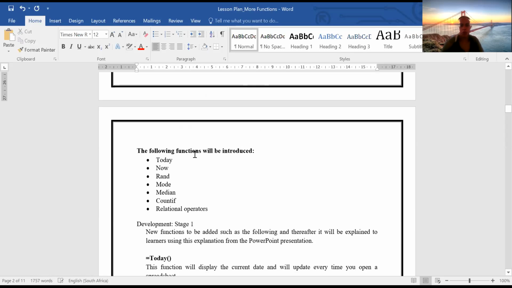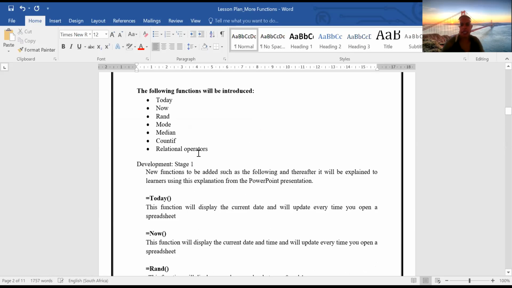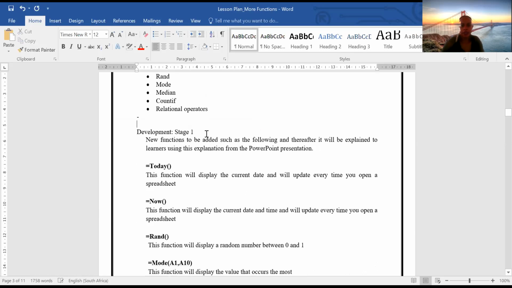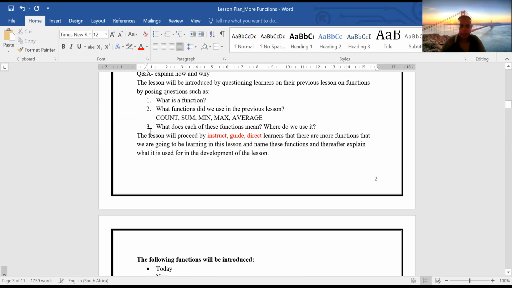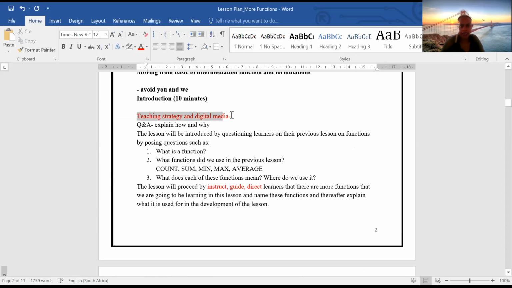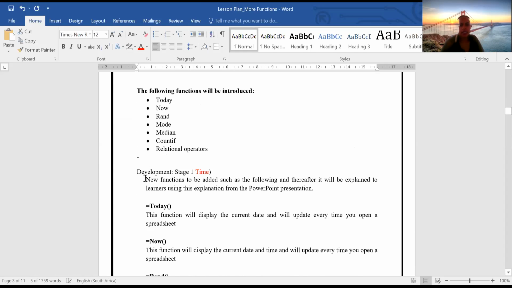This is what will be introduced basically. That's why I was talking about using a video as a very good way to do this, because there are so many digital technologies today. And then you can go now to stage 1 and give it time. Then you explain. Again, here I'm interested in teaching strategy and digital media.